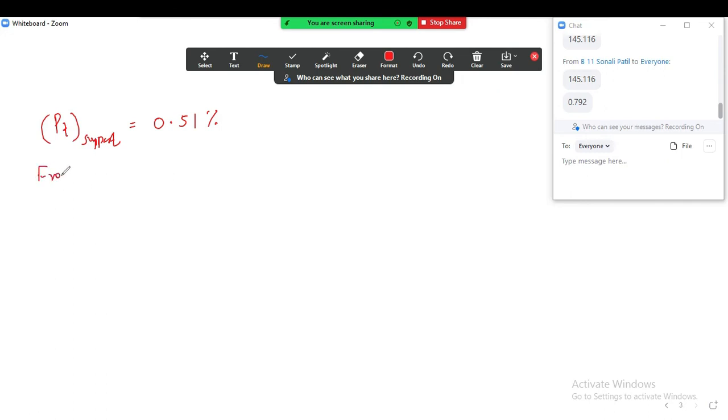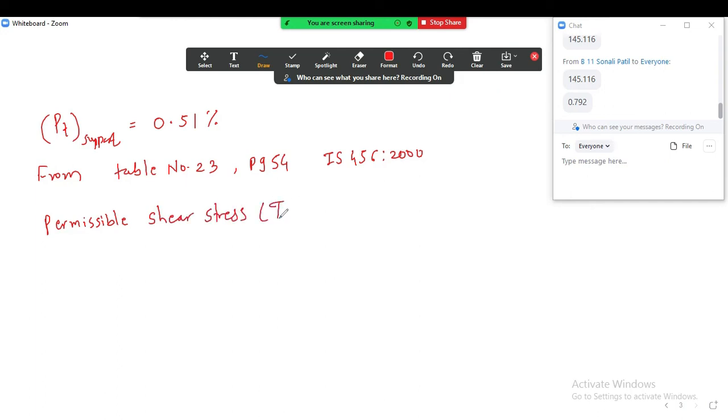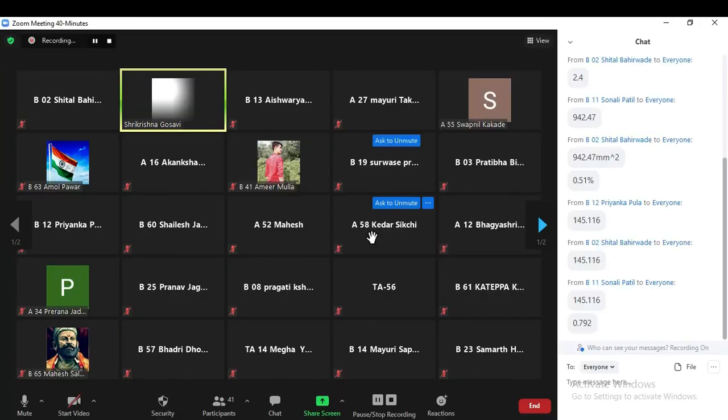So I will write here from table number 23. Okay, table number 23, page number 54, IS 456-2000. So the permissible value of tau c is, so I will write here permissible shear stress, permissible shear stress tau c. I hope now you are understanding the explanation whatever I am giving. Okay, tau c म्हणजे आता अलाउड किती आहे ते बघायला लागलोय आपण. So now we will move to the IS code again.